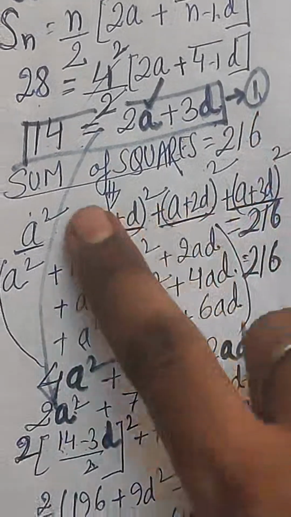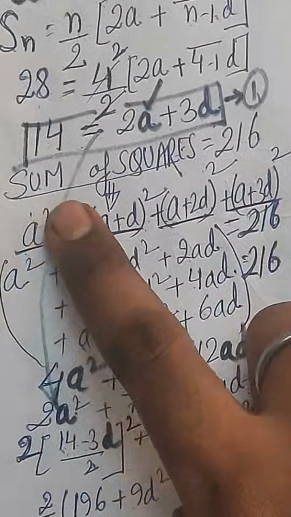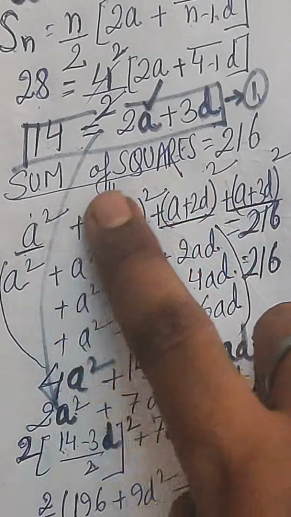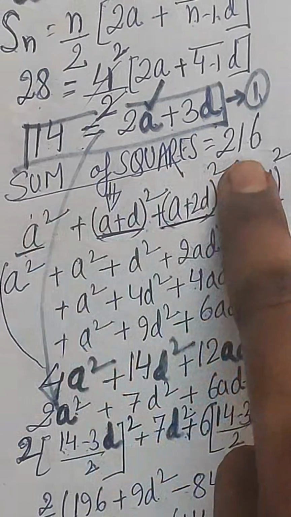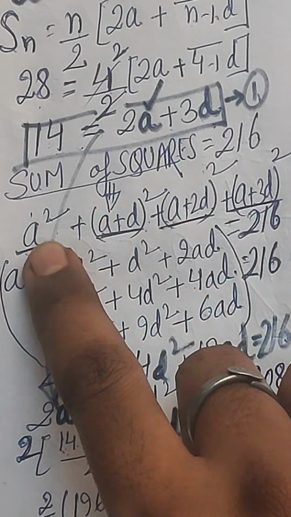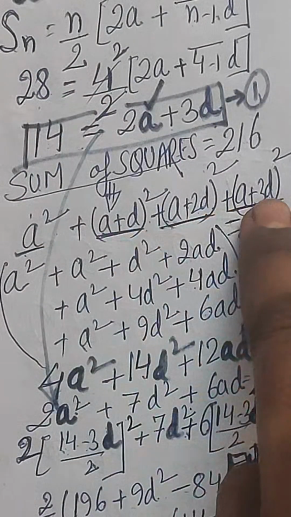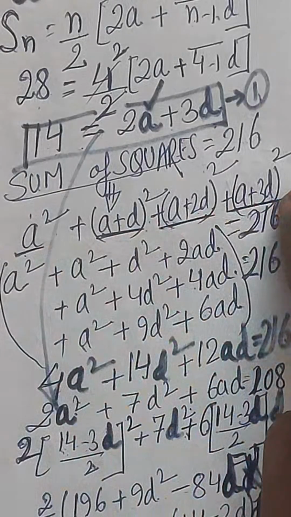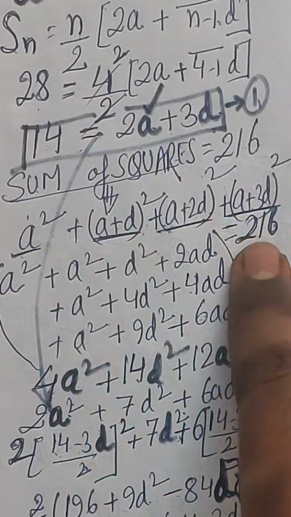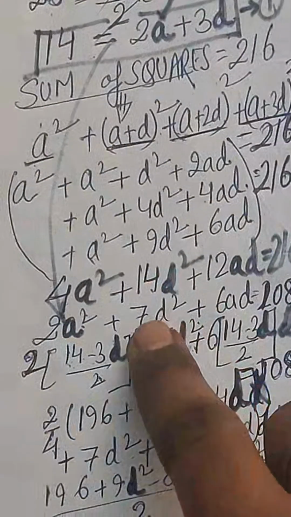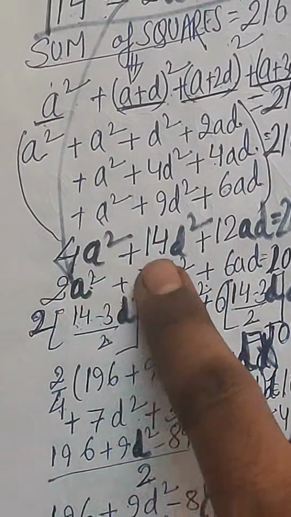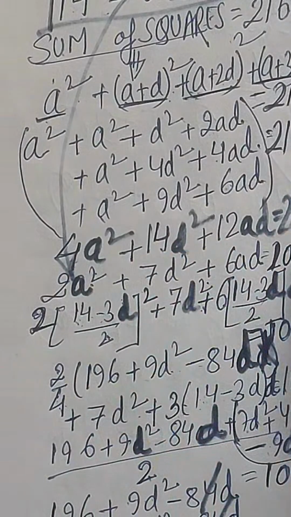After that, the other relation given to you is that the sum of squares of those four terms of the AP is 216. So we used this relation: we took the first term, second term, third term, and fourth term, squared all of them, added them together and equated with 216. We just expanded all this, and we get the equation 4a square plus 14d square plus 12d equal to 216.